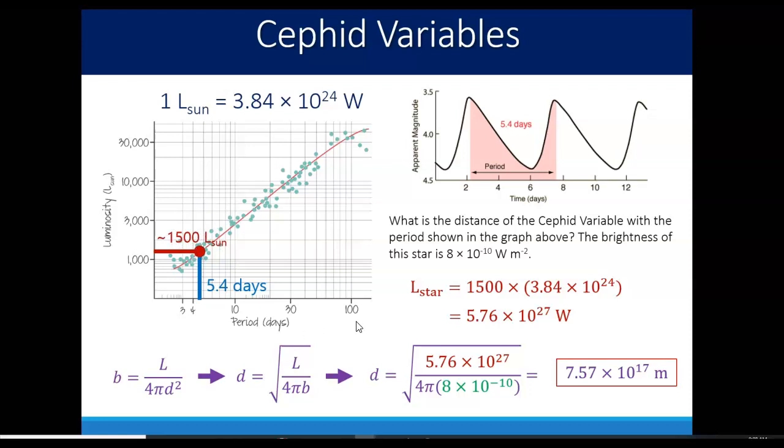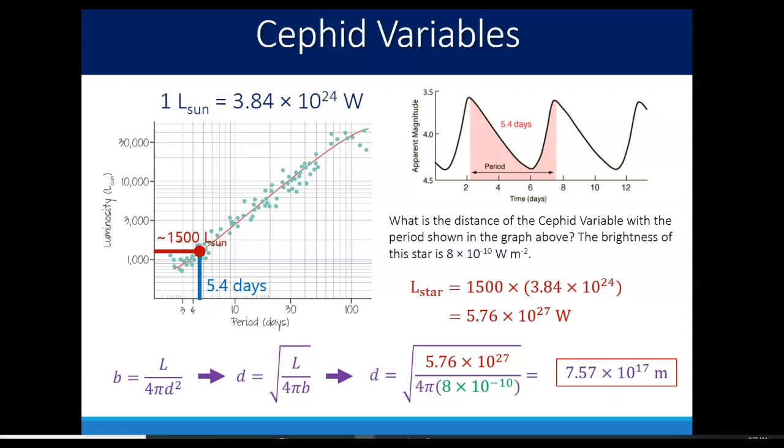Okay, and so we know that the luminosity of the star is 1500 times that of our sun. We know the luminosity of our sun, because that's something that's known, and so we can easily find the luminosity of the star here. Then, given that luminosity, we can plug back into the apparent brightness equation and find D.